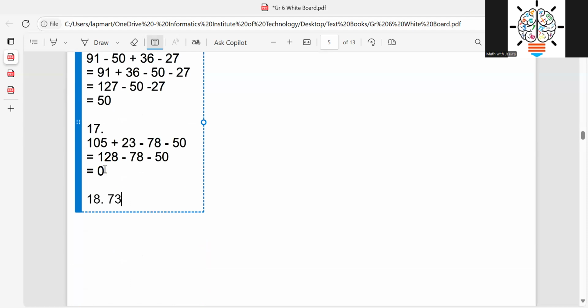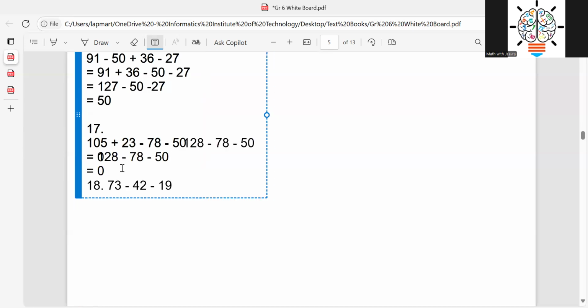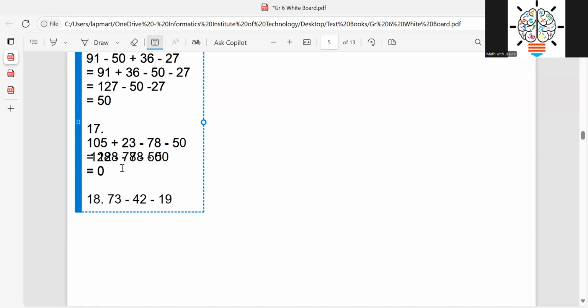There you have 73, subtract. So then we have 42, again subtract 19. Then we add 27. Oh my goodness, where I have typed it. I think I have made a mistake. I have to redo everything.